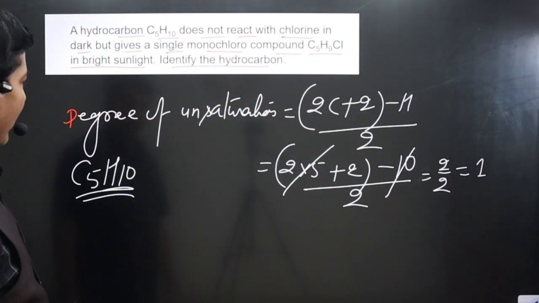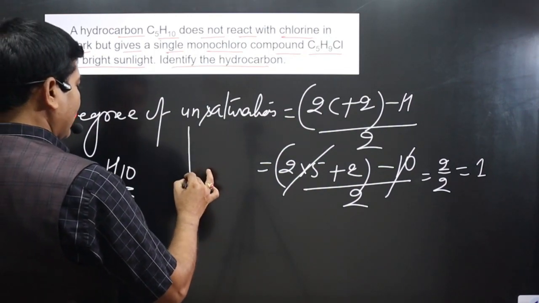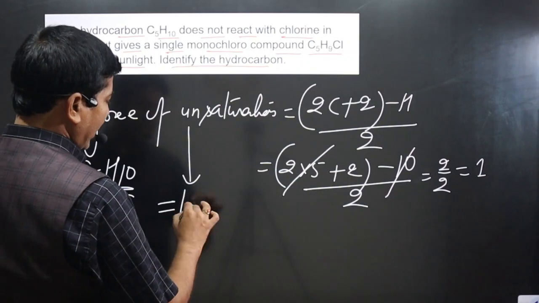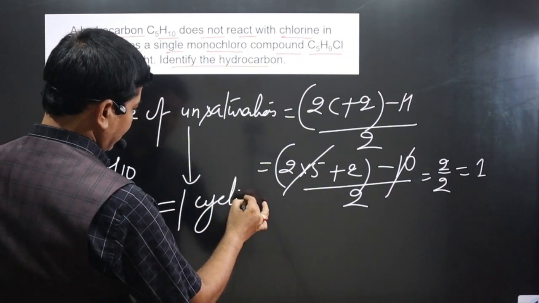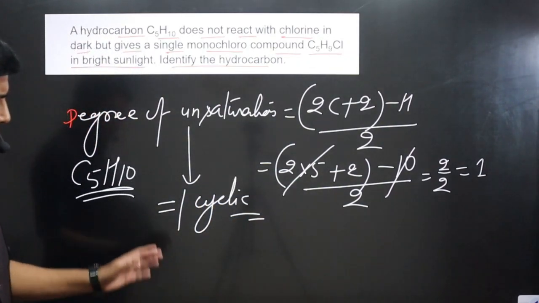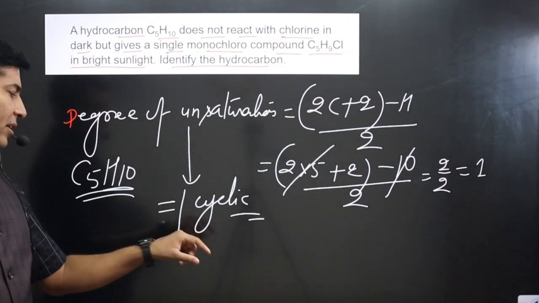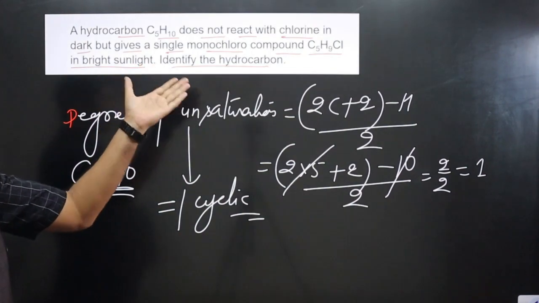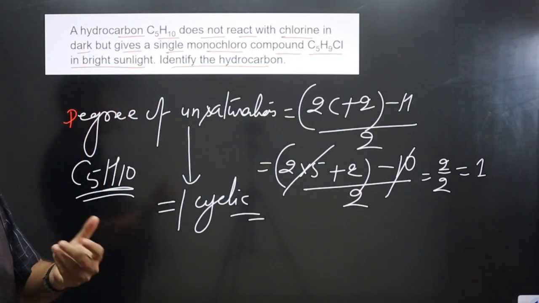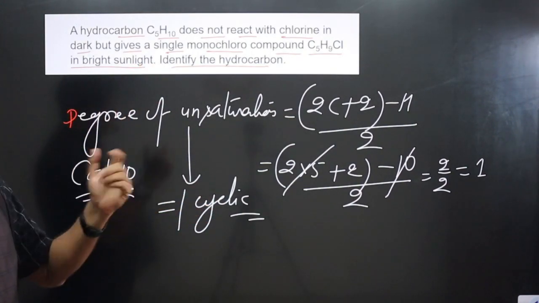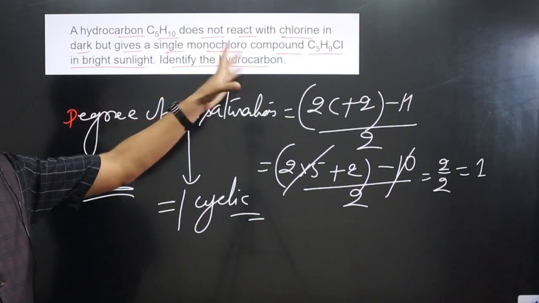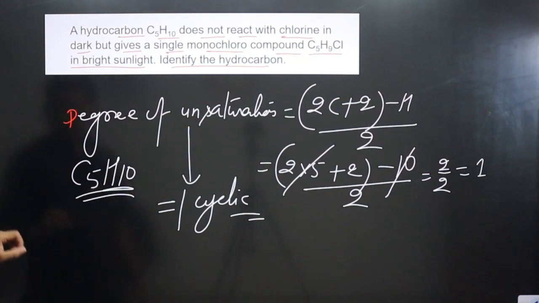If the degree of unsaturation is 1, then in this case a double bond is possible, or one cyclic ring is also possible. So we can try one by one. First I take a compound having a double bond and carry out halogenation, that is chlorination, and then we take the cyclic compound and see in which case we can get the single monochloro compound. First I take the double bond.